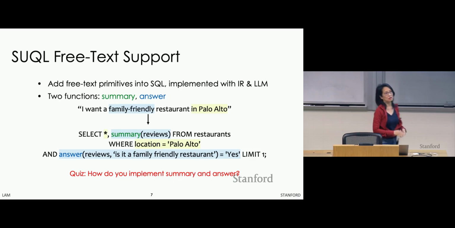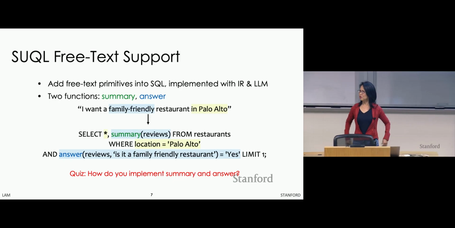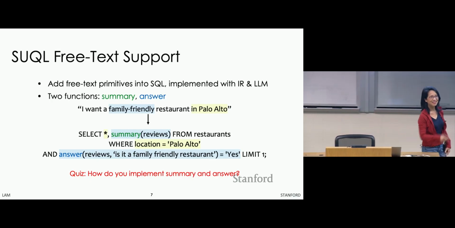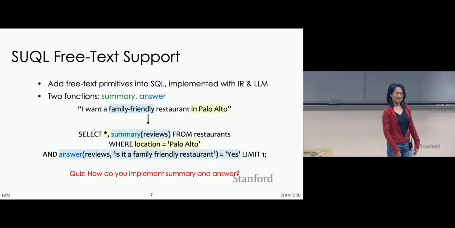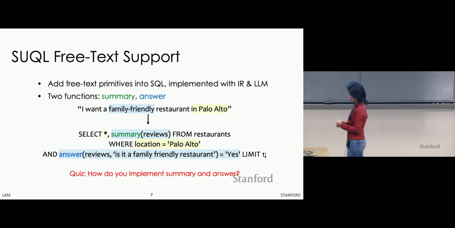Any questions about this? I only have 2 functions. Is that enough? Or is it too many? Hi, Michael. Yeah, I was wondering, is it all left up to the LLM to resolve disagreements? Like, what if some people think it's family friendly and some don't? Do you just leave it to the LLM at the last stage?